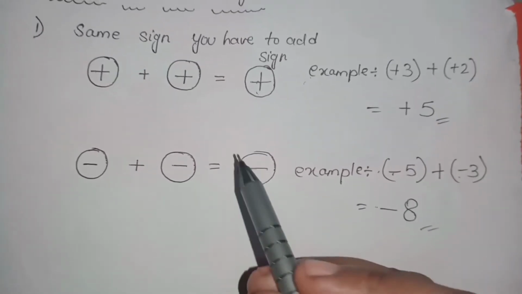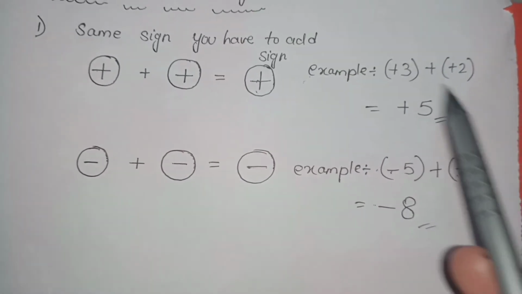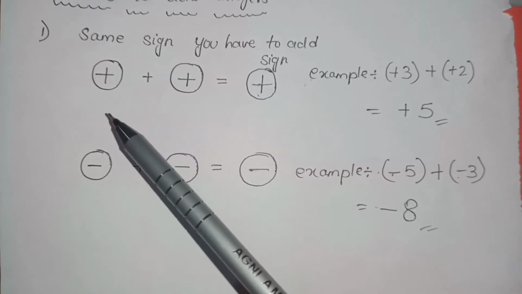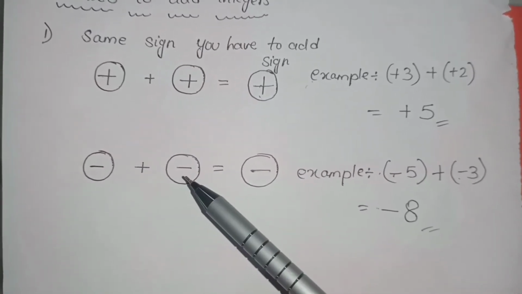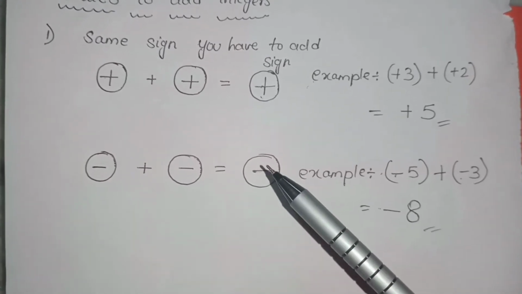So I hope you have understood. When same sign will be there, you have to add. You have seen here now how I have added here. But which sign you will put? If two positive integers are added, then you will put plus sign. If two negative integers are added, okay, you will put minus sign. You will add, but you will put the minus sign.